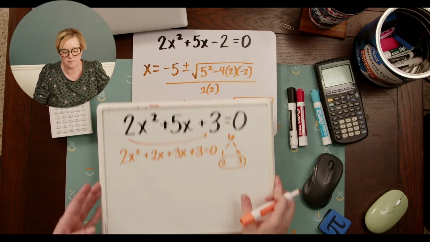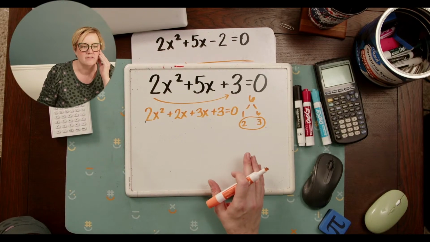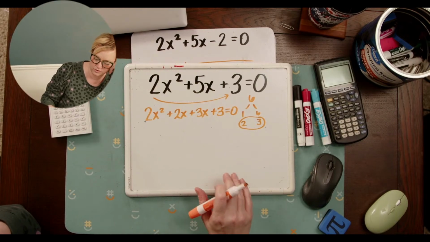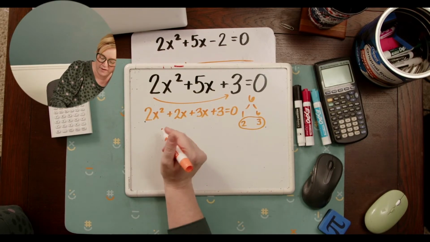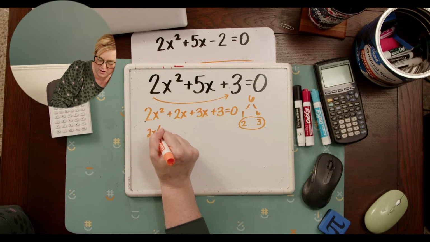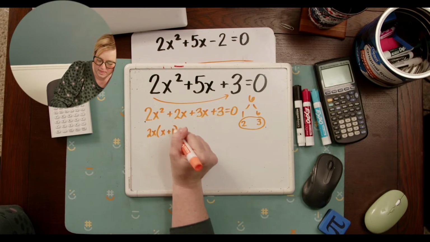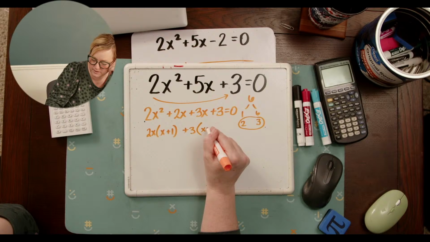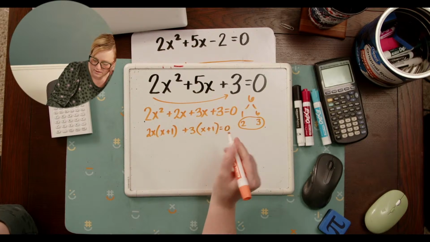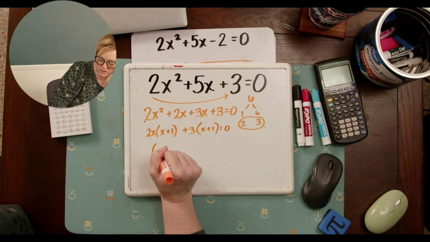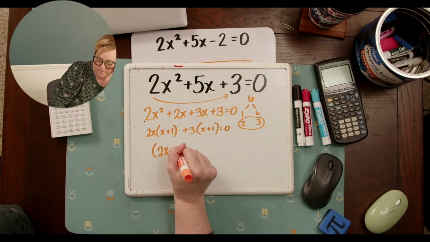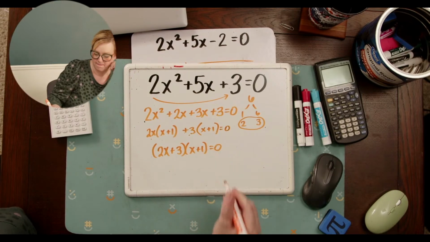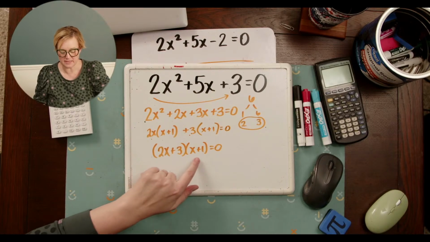Sometimes we'll do the box method. Sometimes we'll do all these other ways of doing it. There are so many different ways that you can factor. So I factor by grouping. I take a 2x out of here, and I'm left with x plus 1. I take a 3 out of here, and I'm left with an x plus 1. And then those are my two binomials. Being factorable means that I can write it as two things being multiplied together. So 2x plus 3 times x plus 1.